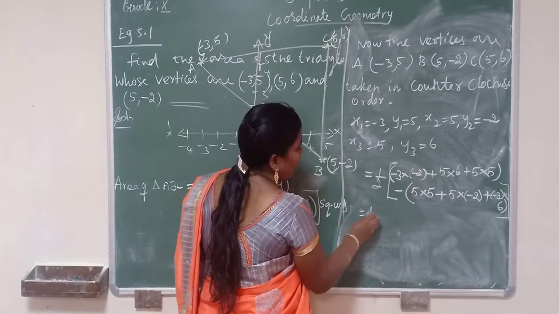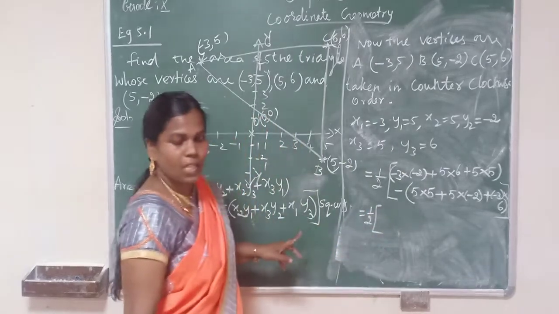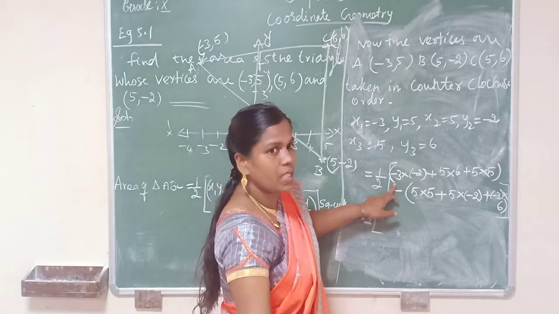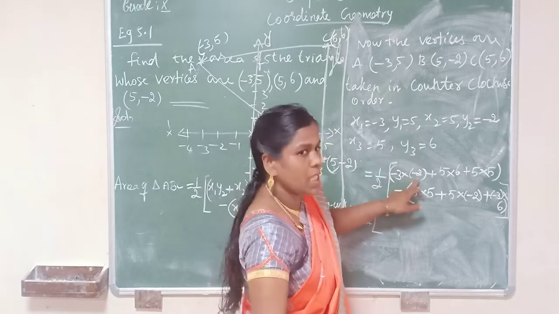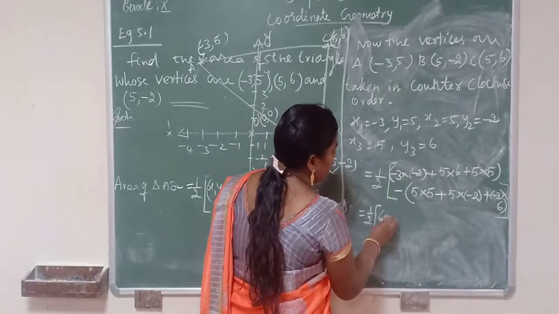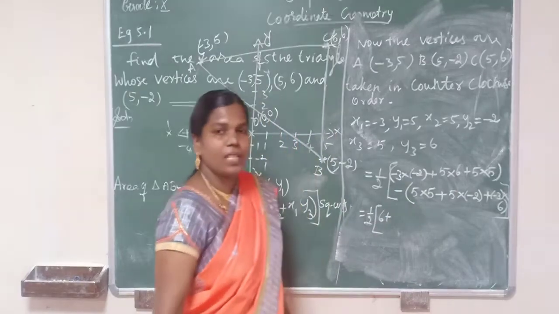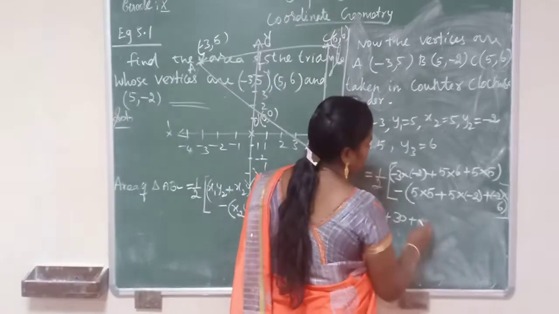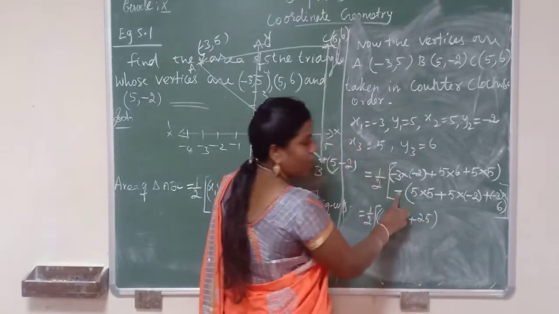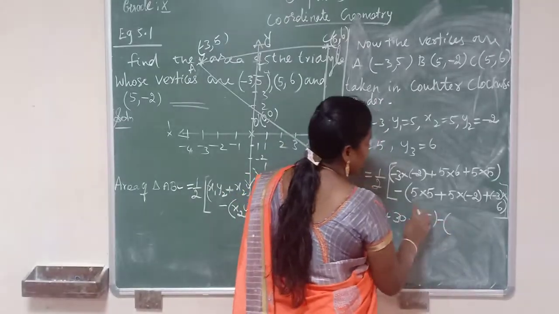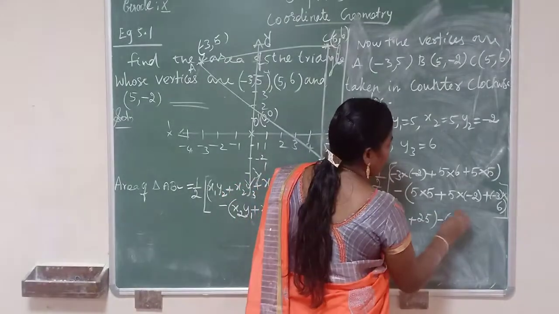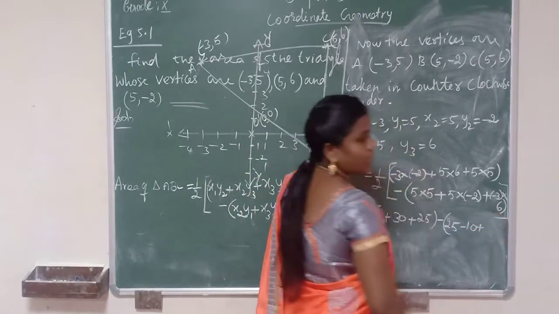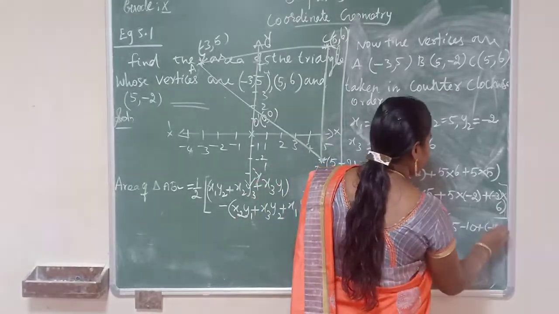Which is equal to half into, all the values we want to multiply and add. Here two values are there, both minus. Minus and minus, if we multiply, we get plus. Minus into minus is plus, so 3 twos are 6. Then plus, the next 5 into 6 is 30. Plus here 5 into 5 is 25. Then close the bracket. Then the formula has a minus. Then bracket: 5 fives are 25. Here 5 into minus 2 means minus 10, then plus minus 3 into 6 we have minus 18.